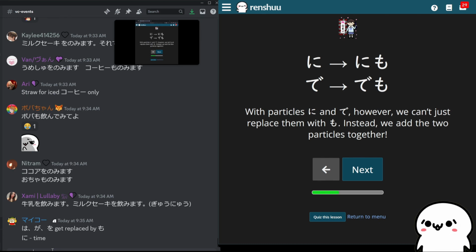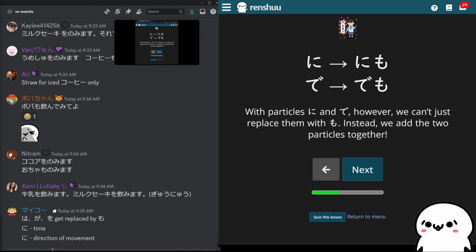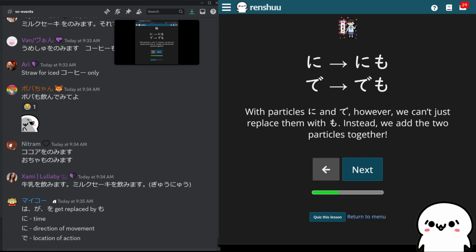We also talked about ni being the direction of movement. If you say I go to school or I go to the konbini to get some of all the drinks we talked about, then we use that. We talked about de. De has other usages, but so far the de that we've talked about has been just the location of the action. So those are what we've covered so far.